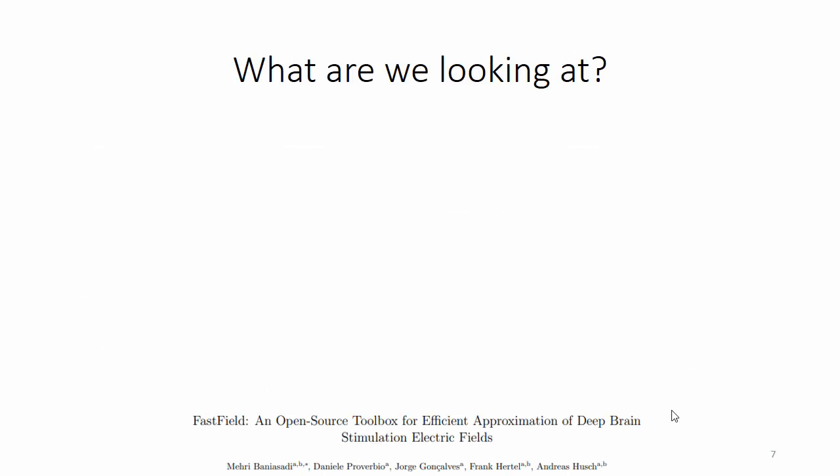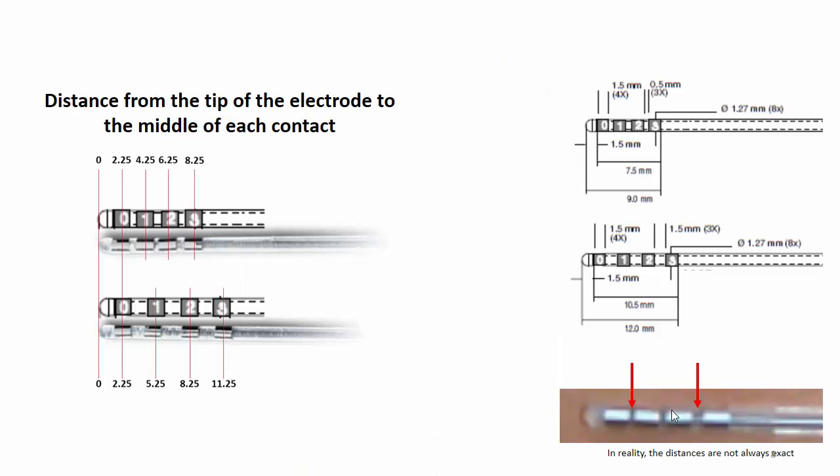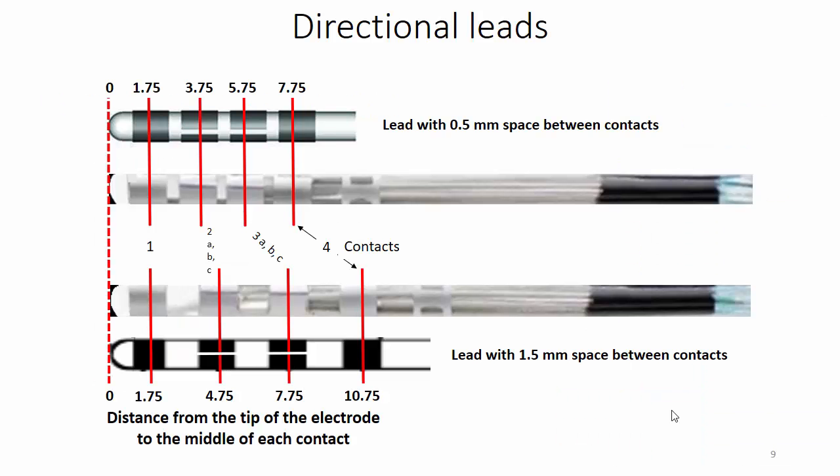In order to interpret what we see in the images, we need to know what we are looking at. There are a number of different electrodes of different design, and when we calculate the location of the electrode, it is necessary to know the technical specifications of the electrodes which you are using. Here we have a classical quadrupolar non-directional electrode, and the most interesting to know is the distance from the tip of the electrode to the center of each individual contact.